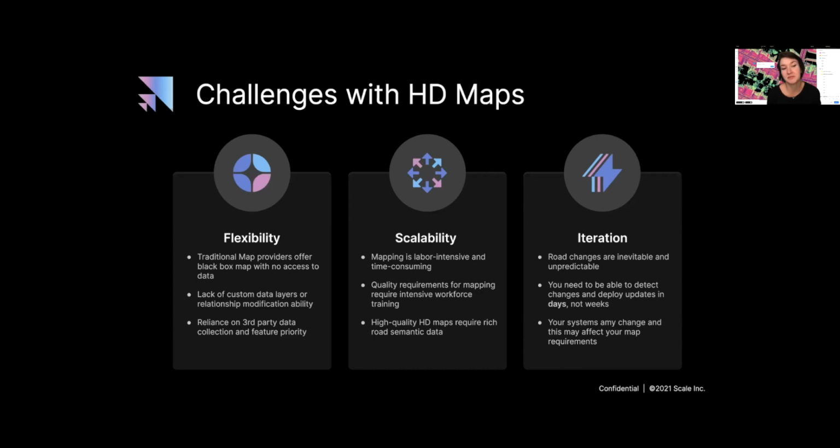So what are the current challenges with HD maps? The number one, which Elliot sort of touched on, is flexibility. You lack customization, you miss very important information that may not be tailored to your use case. You can't modify any of the map relationships. And then your core business basically relies on a map that's owned by somebody else. So any major changes to the data structure or lack of updates may cause a significant disruption to you, and any kind of feature prioritization is out of your hands.